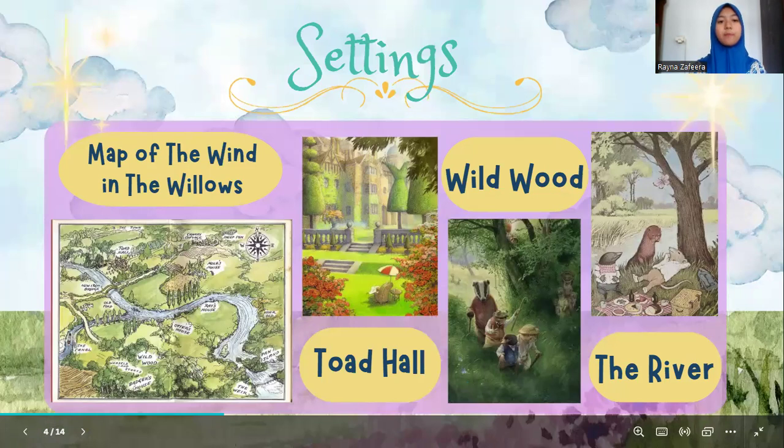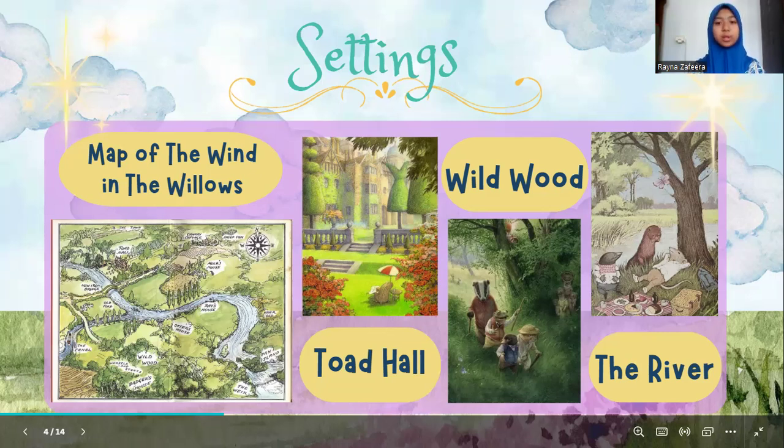First, we have a map of the Wind in the Willows that consists of every place that exists in this book. Most of the adventures and problems are encountered in these three places. First is Toad Hall. Toad Hall is the home of Mr. Toad. It is an old mansion in Tudor style.